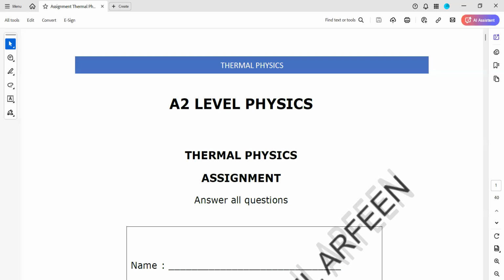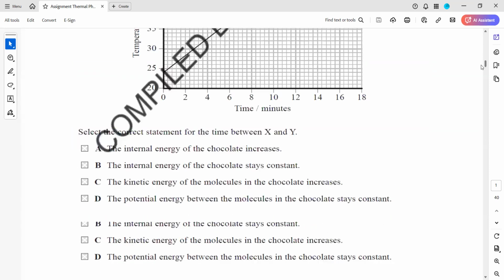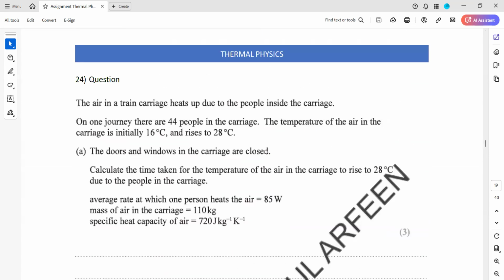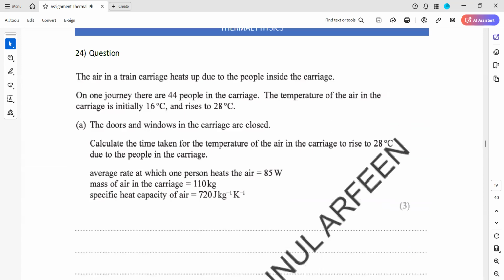This exercise is related to the questions from the topic thermal physics. The first 23 questions are already recorded, so I will start with question 24. I'll share the recording of those first 23 questions after the session, so you can go through that recording. So, starting with question 24.